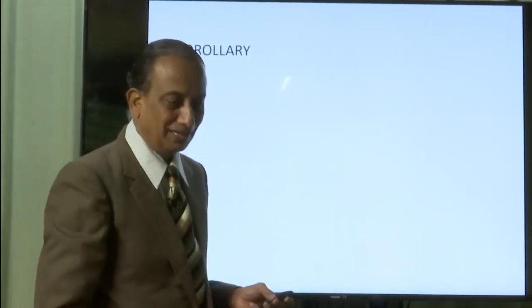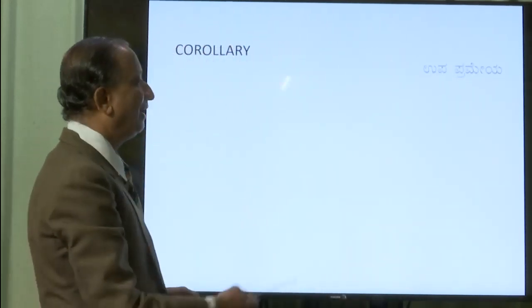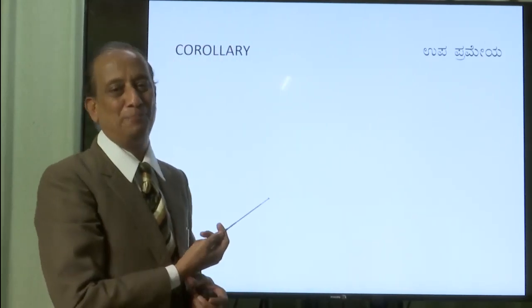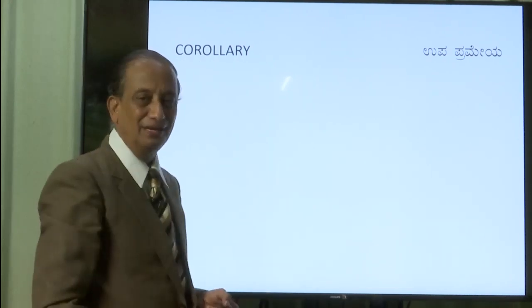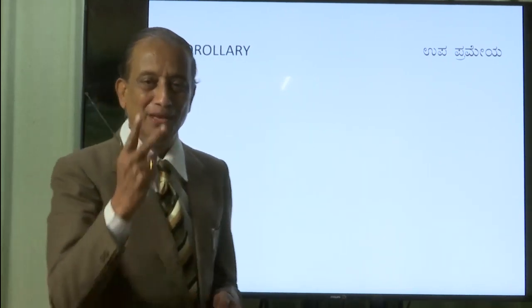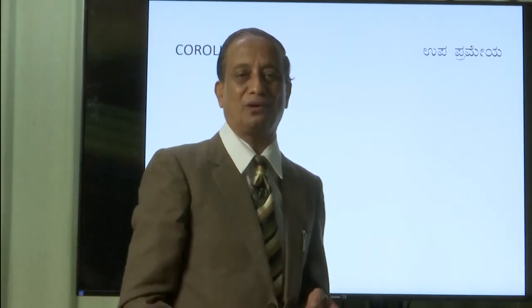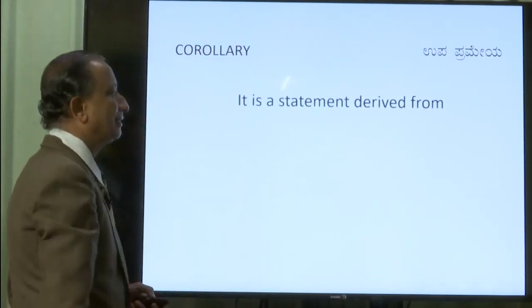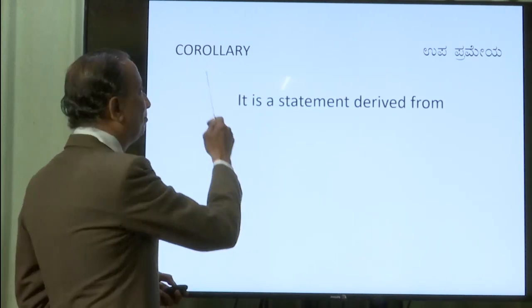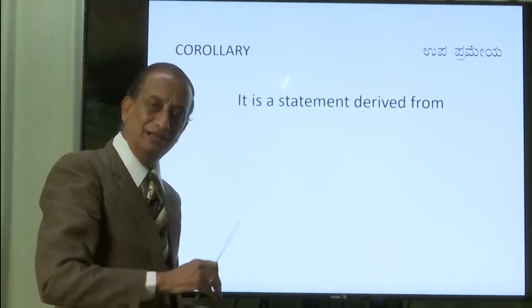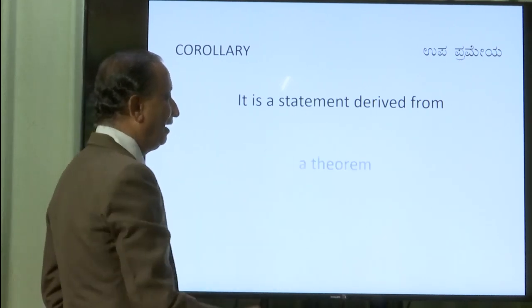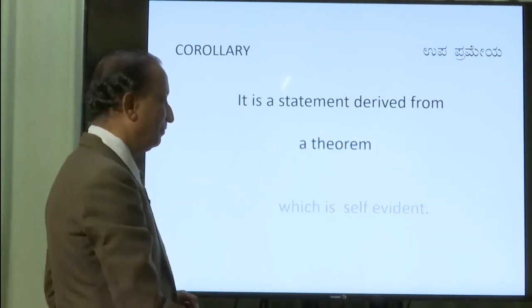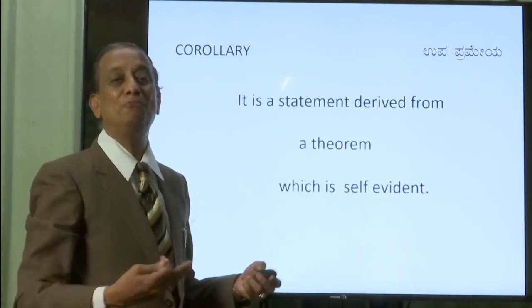Children, after the converse we also need to understand some more things called corollary. In Kannada it is called upaprameya. Prameya means theorem, upaprameya means corollary. So this 4.1 theorem has got two beautiful corollaries. So let us try to understand first of all, what do you mean by a corollary? A corollary is also a statement, is also a theorem, derived from another theorem, which is self-evident, which is obvious.